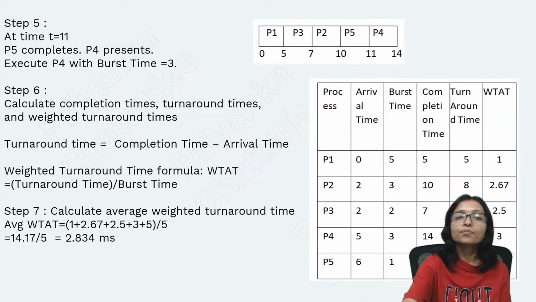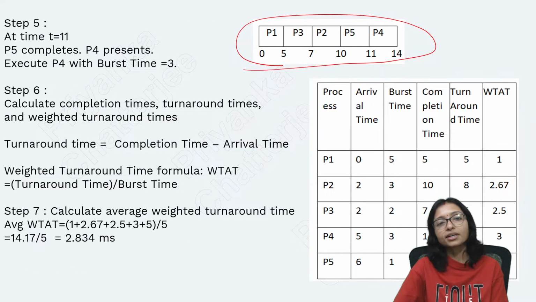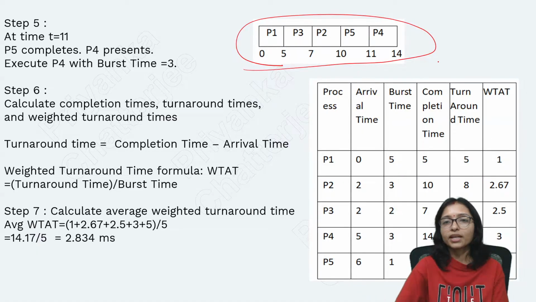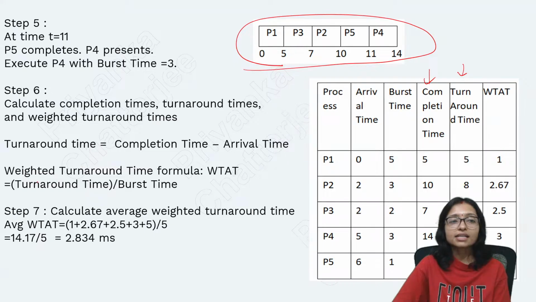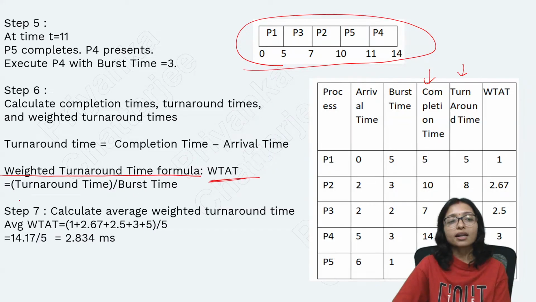Like this you will complete it and you will get this total table. After getting the total table, same thing we will apply. This is turnaround time. But the question is not turnaround time. The question is weighted turnaround time. Weighted turnaround time means turnaround time divided by burst time. Okay, turnaround time divided by burst time.